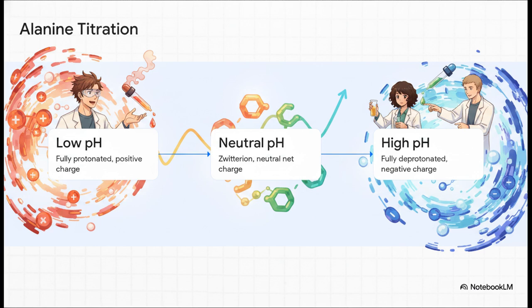If we follow the titration journey of a simple amino acid like alanine, you can see this in action. In step 1, at a very low, highly acidic pH, alanine is fully protonated and holds a positive charge. As we add a base and raise the pH in step 2, it loses a proton from its carboxyl group to become that neutral zwitterion we discussed. Finally, in step 3, at a high basic pH, it loses another proton from its amino group, becoming fully deprotonated and negatively charged.